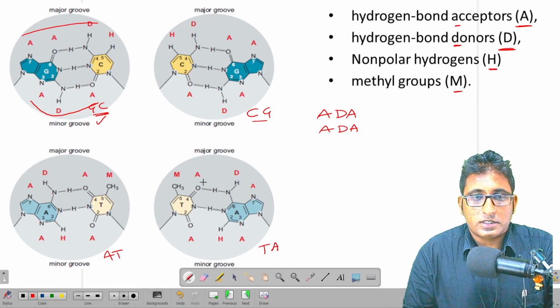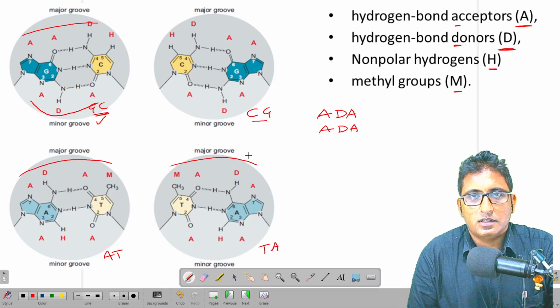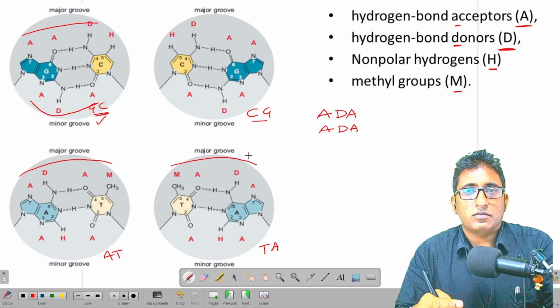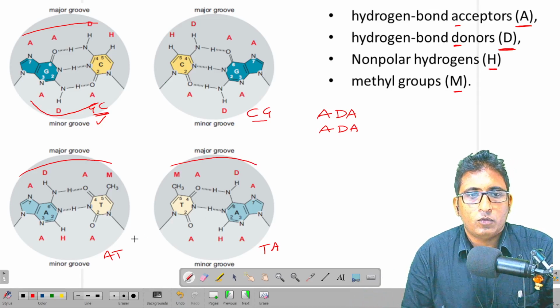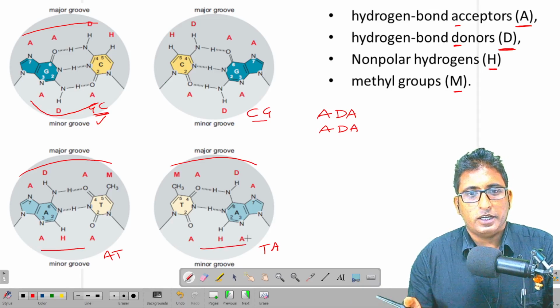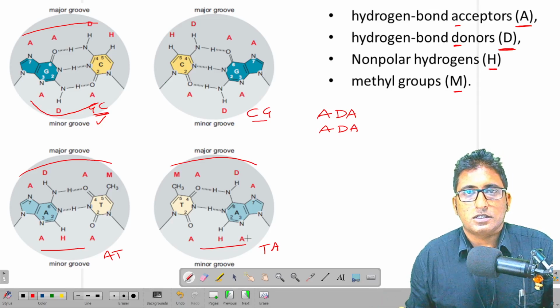Similarly, we can do the same for AT and TA base pairs. On the major groove, there is a difference. That means proteins have an opportunity to distinguish an AT base pair from that of a TA base pair. Whereas on the minor groove, there is not much information, because it is AHA in either case, whether it is AT or TA. It is just AHA.